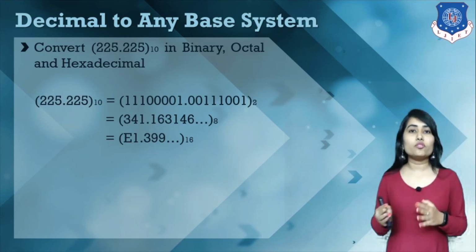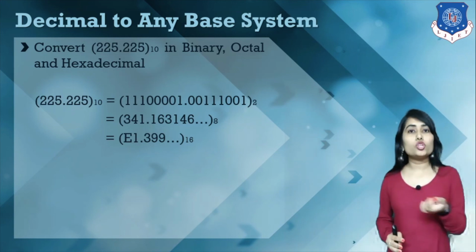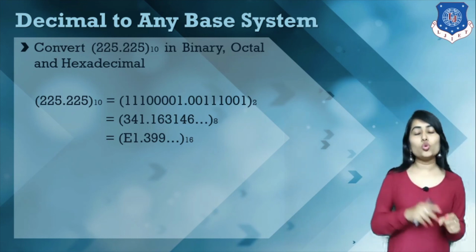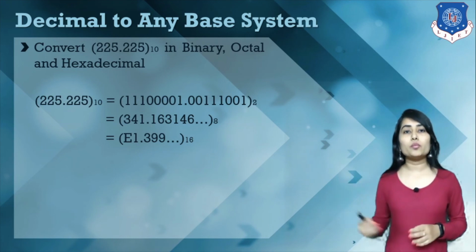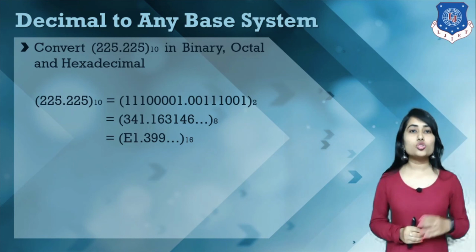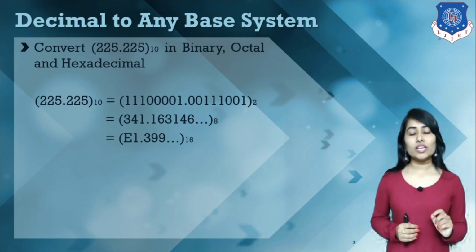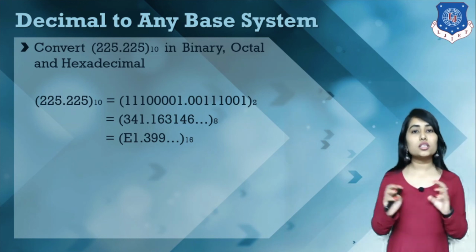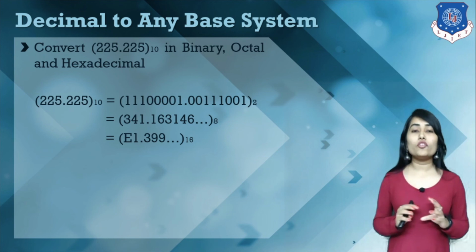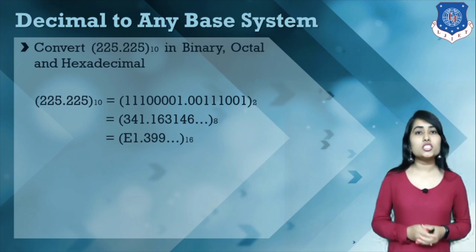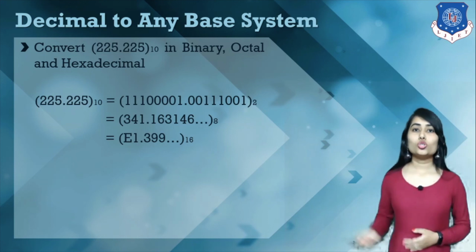For example, if we want to convert this 225.225 into binary, the integer value can be divided by 2 and the fractional value can be multiplied by 2, and then club these bits for our answer. So here is the example 225.225, which is previously converted into the desired base system. Here we just club these bits for our required answer. So this is how we can convert decimal numbers into any base system. So that's it for this session. Thank you.